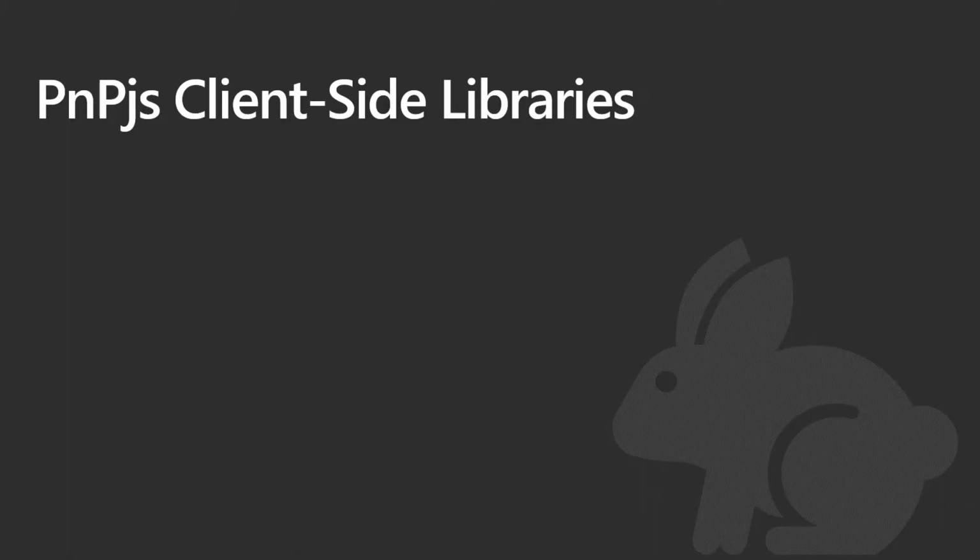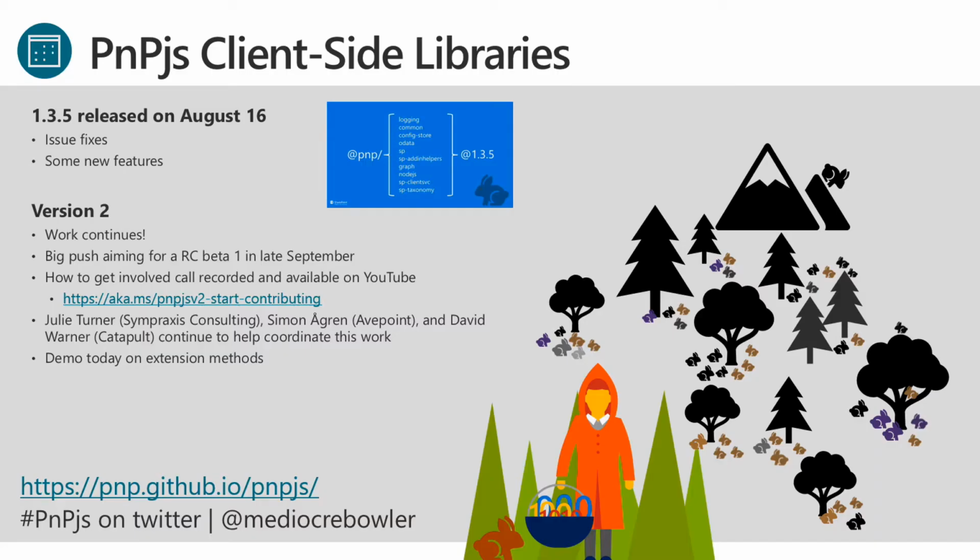PnP JS quickly in here. Like I said, Patrick isn't unfortunately in the call. 1.3.5 was released on August 16th, mainly issue fixes and some new features. Version 2.0 is being worked on. This is an open source initiative as well. So right now, Julie Turner from Roxys Consulting, Simon Ågren from Otherpoint, and David Warner from Catapult are helping with the coordination of that work. So if you're interested in contributing as part of the PnP JS V2 release, absolutely reach out to these persons or Patrick Rogers. But it is progressing and looking really promising as well.